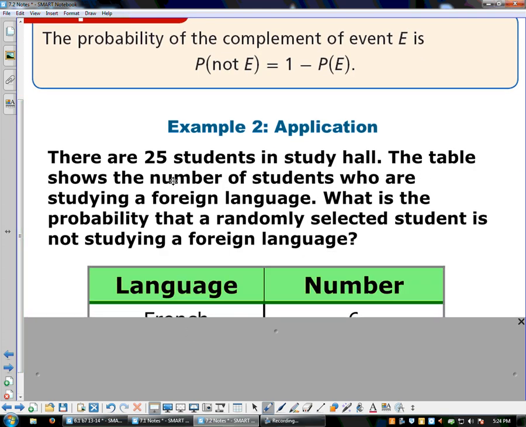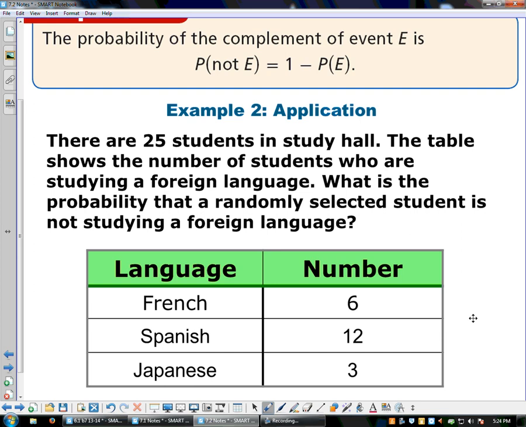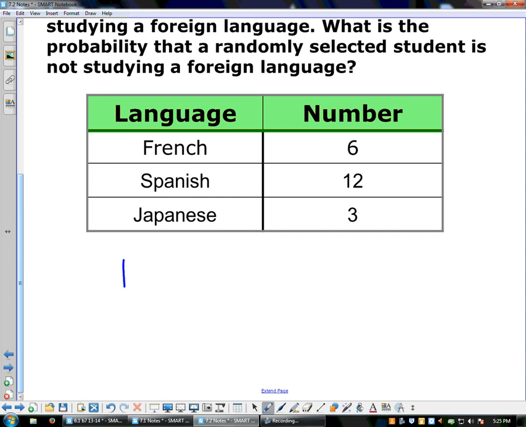In this application, there are 25 students in a study hall. The table shows the number of students who are studying a foreign language. What is the probability that a randomly selected student is not studying a foreign language? Well, the probability they're not studying a foreign language is going to be 1 minus the probability that they are studying a foreign language.